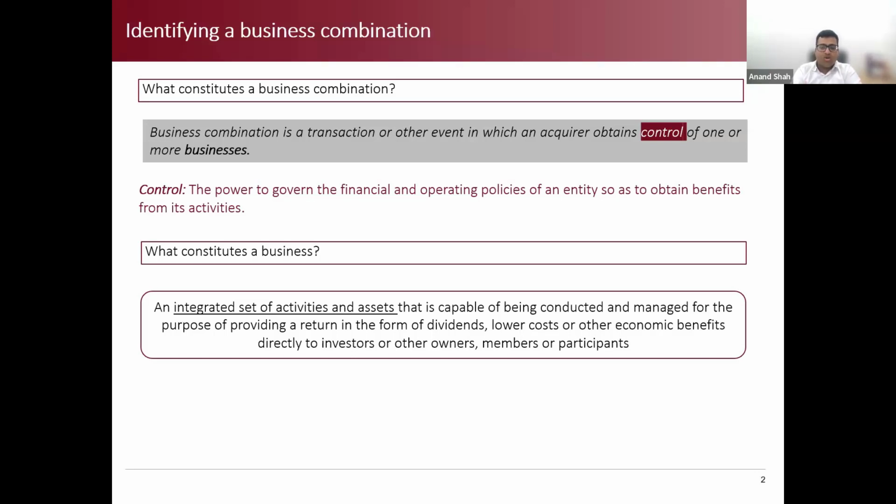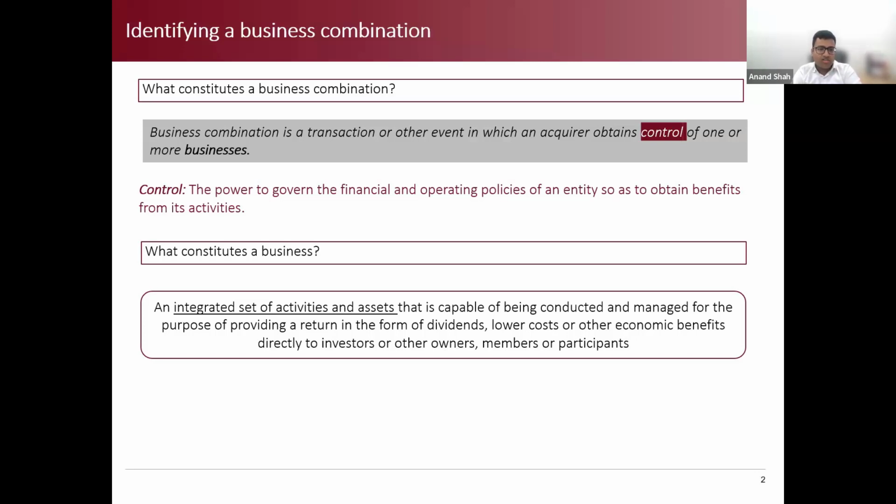Now, this control may not be financial control. You may not have more than 50% ownership, but if you have a high number of board seats for whatever reasons, you still are said to have control. The second important word you need to take care of here is business. Now, what exactly is a business?